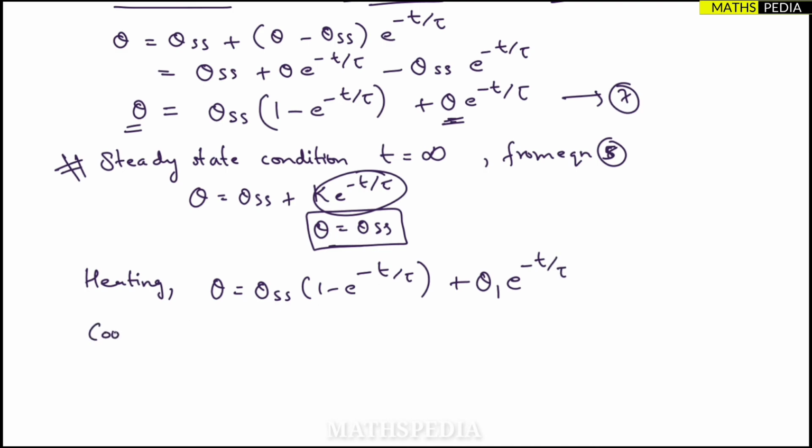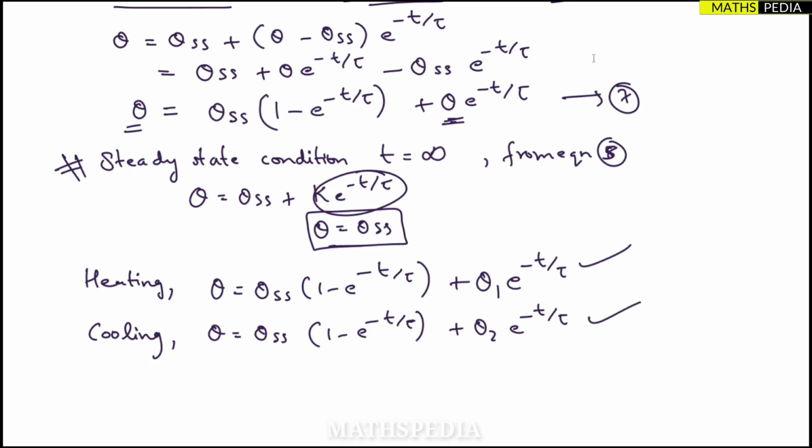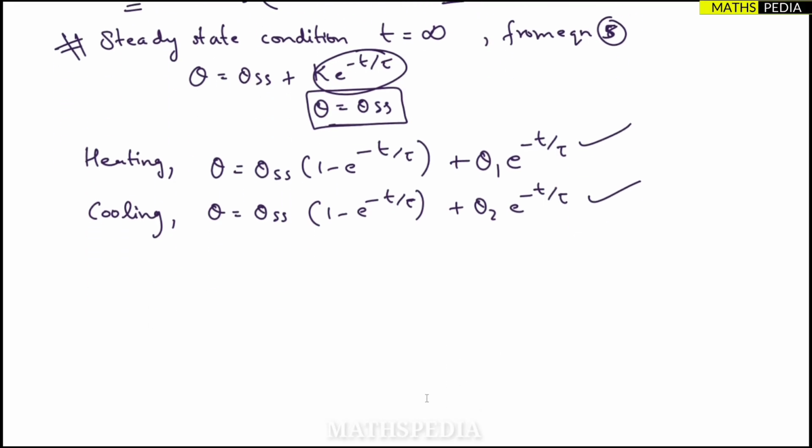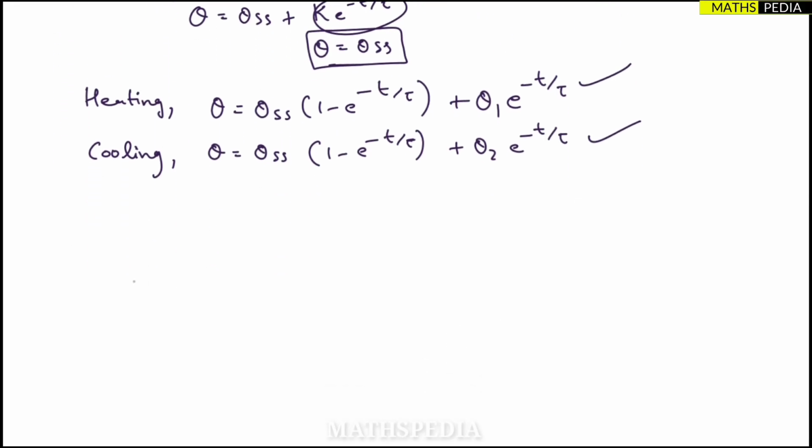Now for cooling, what happens? Theta is equal to theta ss into 1 minus e power minus t by tau plus theta 2 e power minus t by tau. Okay, so this is the equation for both the cases. Now you have to draw one graph also, that is the final part of the derivation. Heating and cooling curve, we can call it that. It is between theta and time, mean temperature rise versus time.